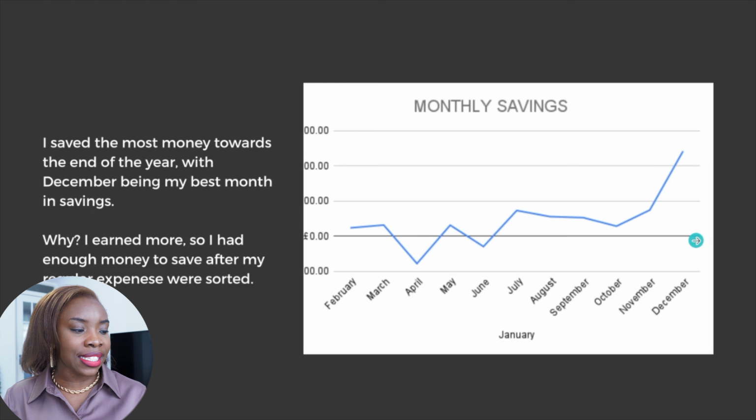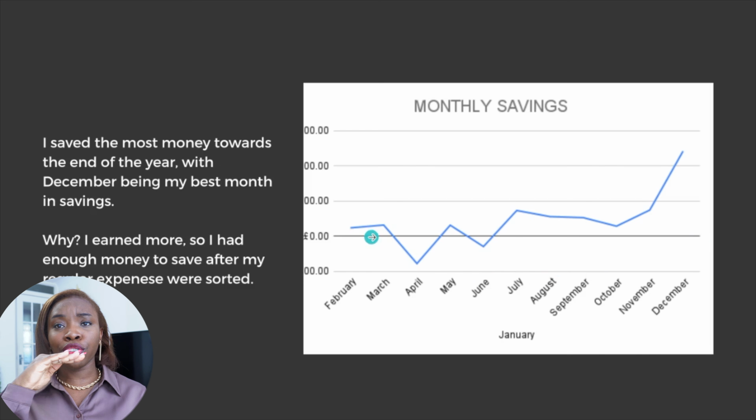Okay, now let's look at the savings. This is my monthly savings. You can see that in February, I kind of struggled with savings.